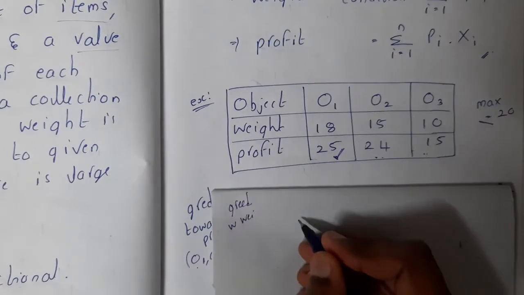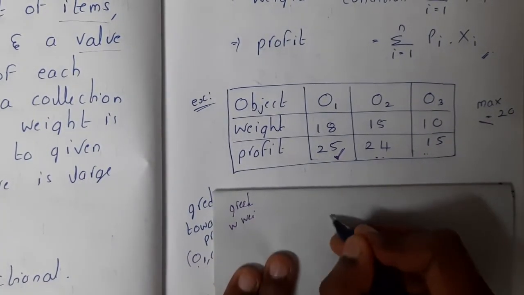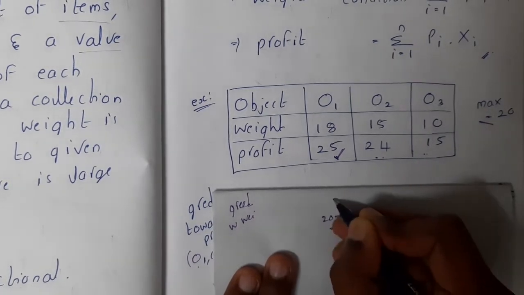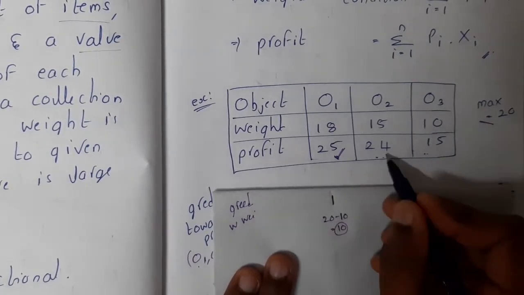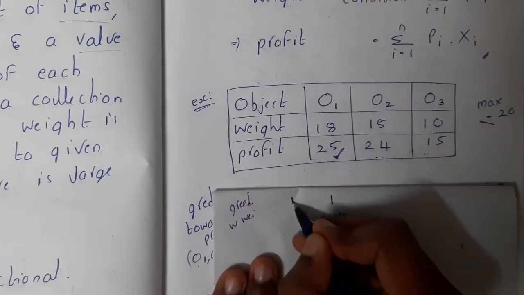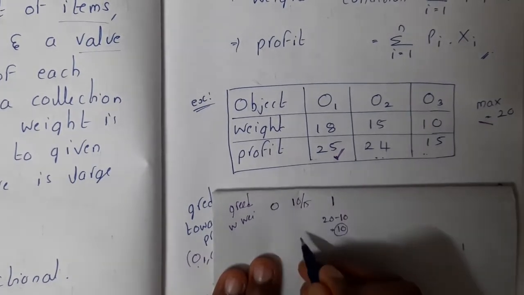The first item which I take is O3, right? So I will try to take the full item, because 20 minus 10, still I am left out with 10 kg. So I can carry O3 full and I can carry some part of this O2, right? Yes. So I can carry 10 by 15 of this O2 and I cannot carry any part of O1, right?